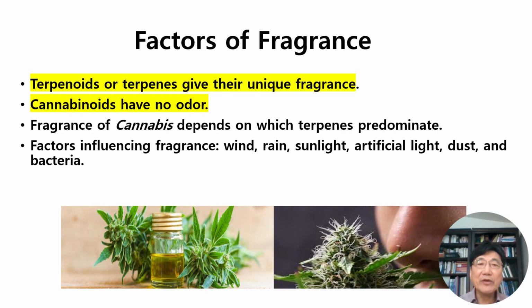When we go to a place where cannabis is grown, we smell an unfamiliar odor. This smell is not from cannabinoids, but from terpenoids. Cannabis cultivars and varieties have different odors due to the difference in the content and the type of terpenoid.